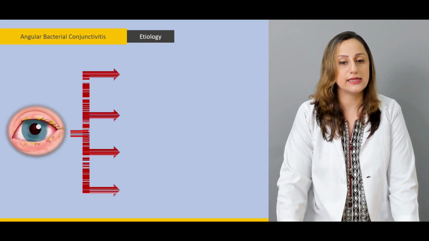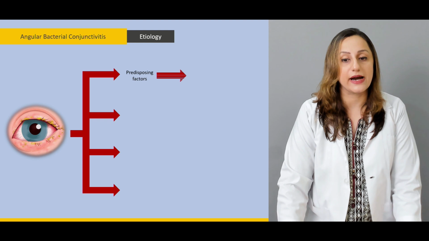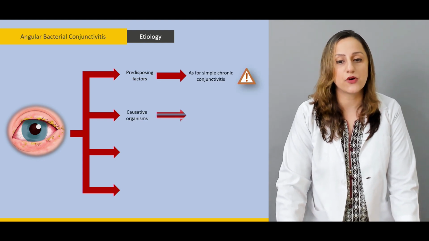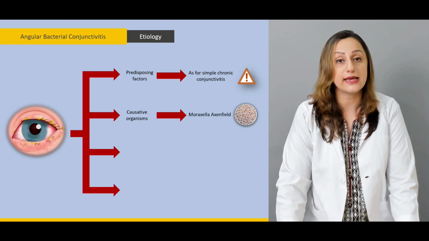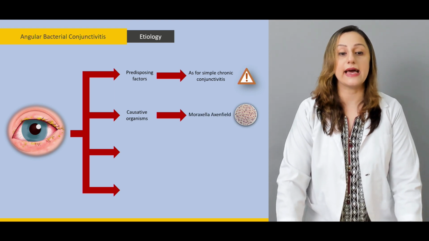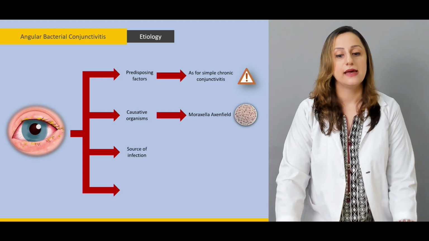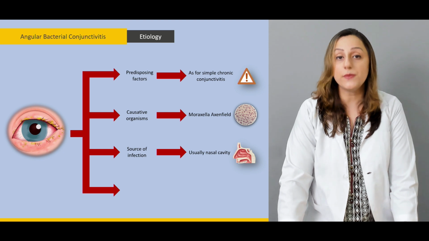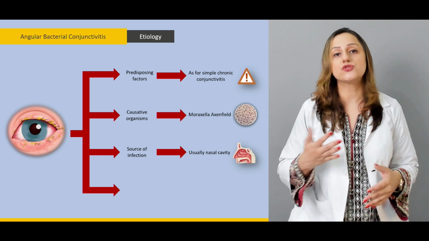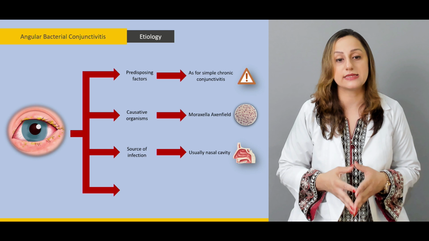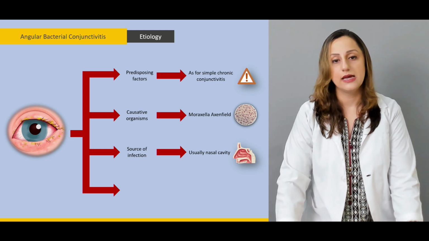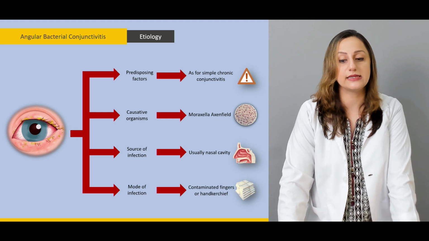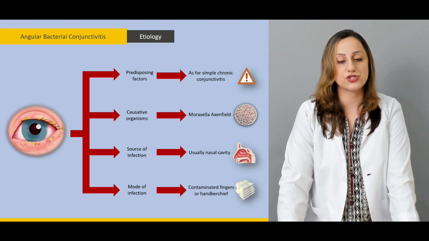The etiology in this case would include the predisposing factors. As for the simple chronic conjunctivitis, the causative organism would be Moraxella axenfeld for this angular kind of conjunctivitis. And then finally, we have the sources of infection, for example from the nasal cavity. So the local transfer is very important in angular conjunctivitis. Then we can have the modes of infection, which are basically contaminated fingers and handkerchiefs.